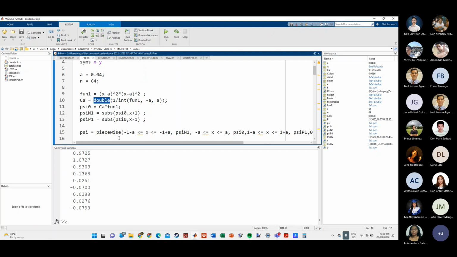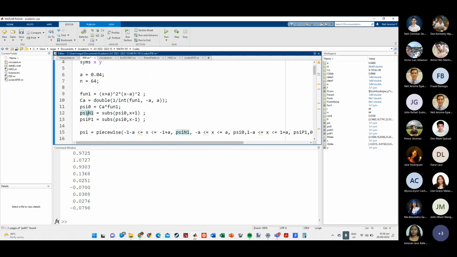Tapos ngayon, alam ko na si CA, na-define ko na si fun, kaya ko nang i-define si psi sub 0 doon sa ating handout. So si psi sub 0 ay yung CA times the function fun1. Tapos remember, para mabuo ko si psi, kinokopya ko lang si psi sub 0 sa mga intervals of the form n minus a until n plus a, where n is an integer. So para makapag-graph ako ng konting value ni psi doon sa handout, ginawa ko si lines 12 and 13. Si line 12, ito yung psi of negative 1.